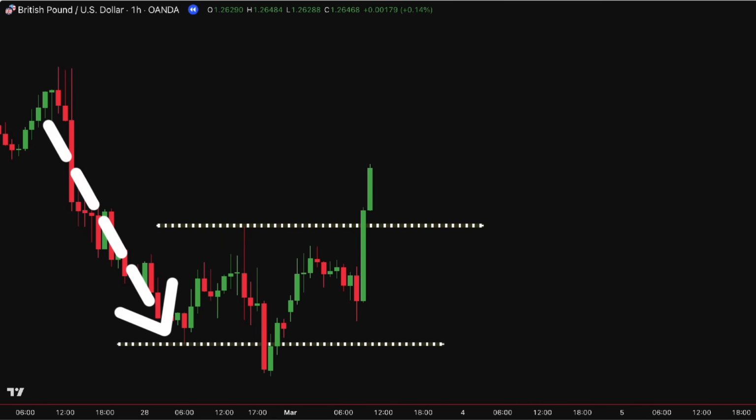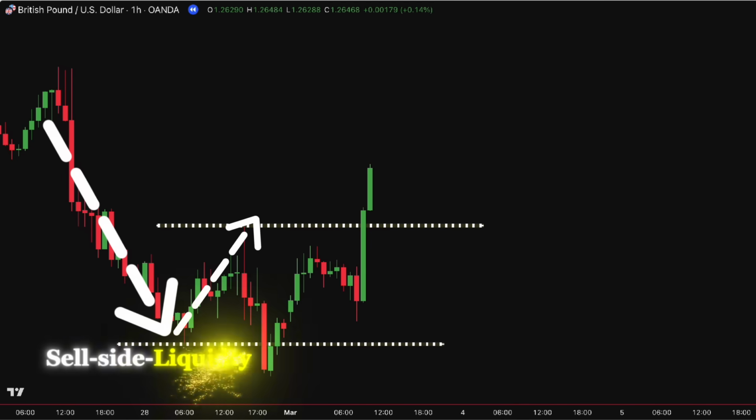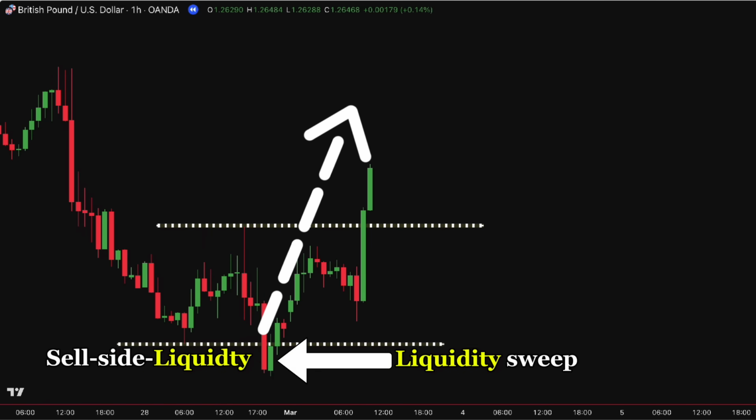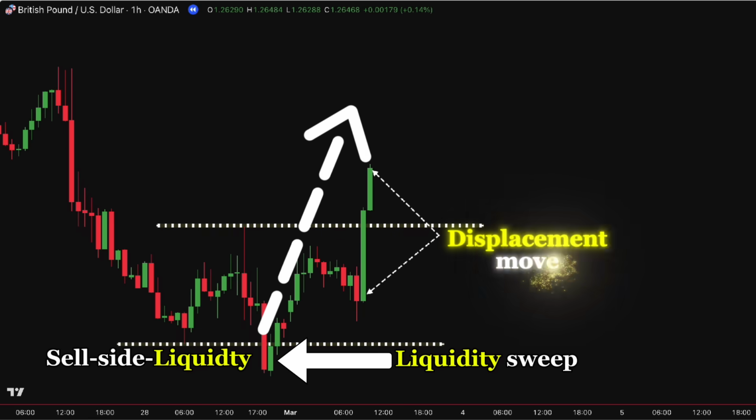As you can see, the market was trending down. Then it hits this level and reverses, creating a clear support level, and that becomes our sell-side liquidity zone. After the market retraces, it sweeps that liquidity and immediately pushes higher. That move confirms a liquidity sweep. Next, the market approaches the resistance level and breaks through it with strength. That's your displacement move.